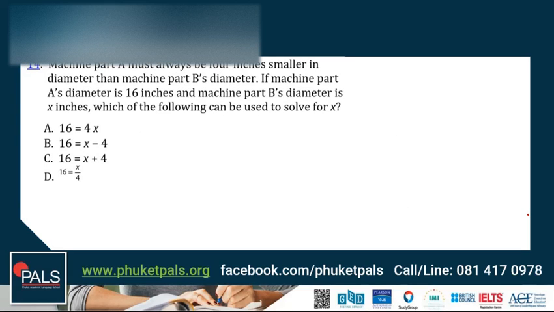Number 14. Machine part A must always be 4 inches smaller in diameter than machine part B's diameter. If machine part A's diameter is 16 inches and machine part B is x inches, which of the following can be used to solve for x? So, in order for machine part B to be equal to machine part A, it should be less 4. So x minus 4 is equal to 16 in an equation. So the answer is letter B.